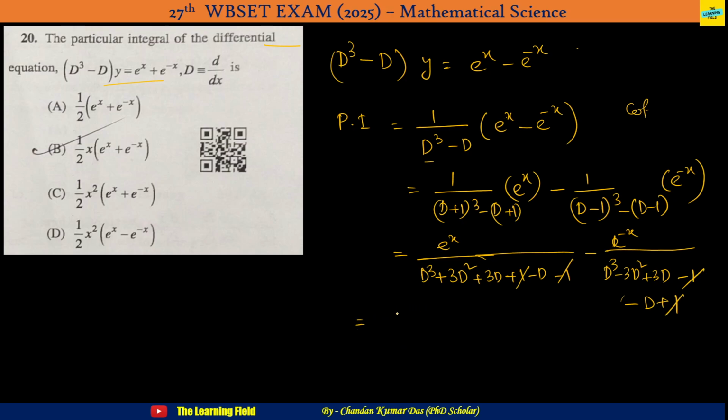So this is equal to e^x by (D^3 + 3D^2 + 2D) minus e^(-x) by, okay, e^(-x) by what?